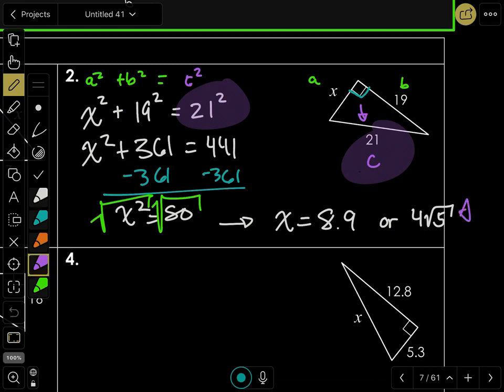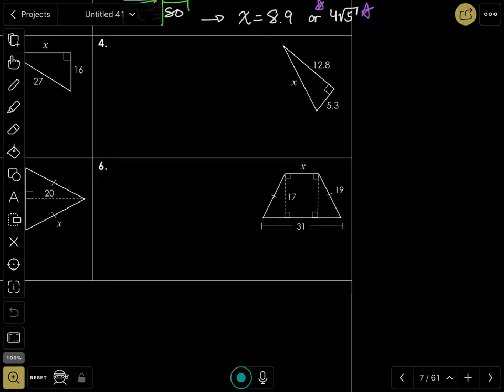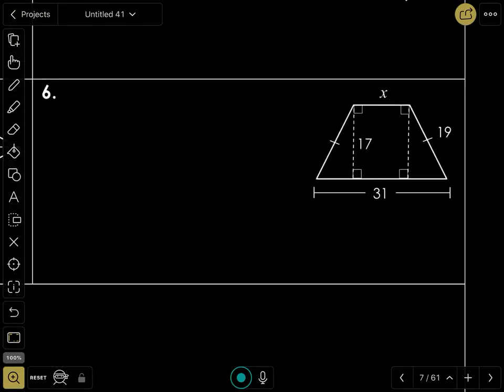Later in tomorrow's lesson, actually, we'll be using these values. So this is, again, just a very basic Pythagorean theorem example. But if we look down here, we do see some more interesting examples, to say the least.